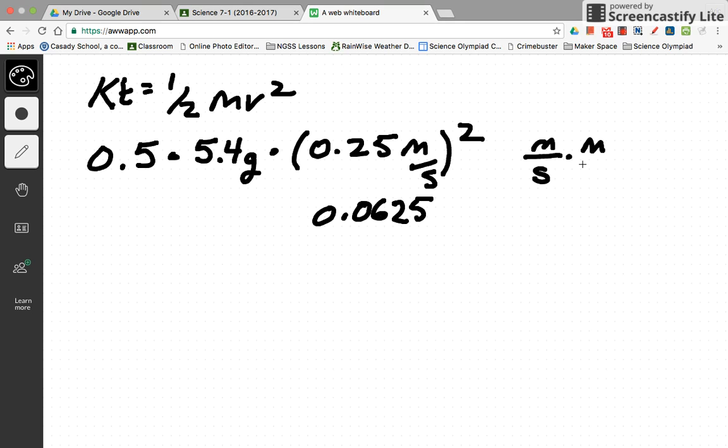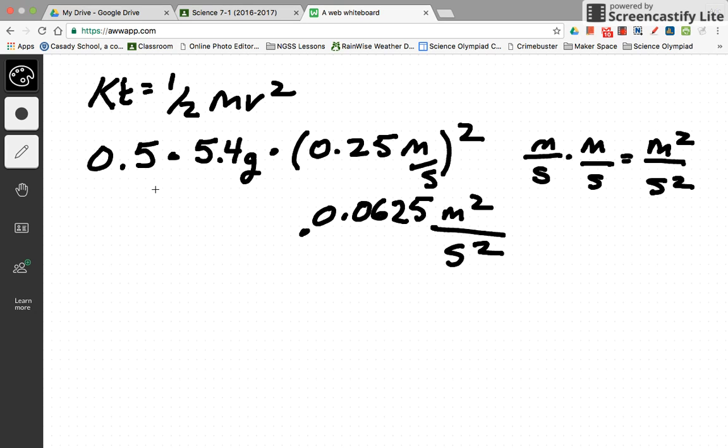When you multiply a meter over a second by itself, that gives you meters squared per second squared. A meter times a meter is a meter squared, and a second times a second is a second squared. So there we have our units squared away. We now multiply that by 5.4, and then multiply that by 0.5. We've got our grams here and 0.5. So now all you'll do is run the math. When you do all that, you should get a value. Let me do that real quick.